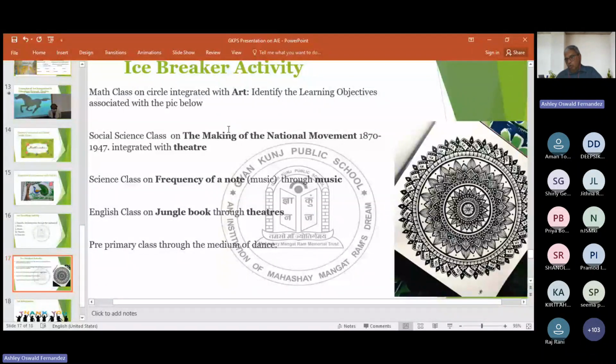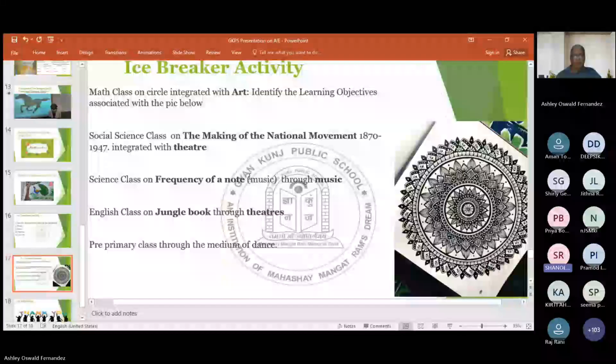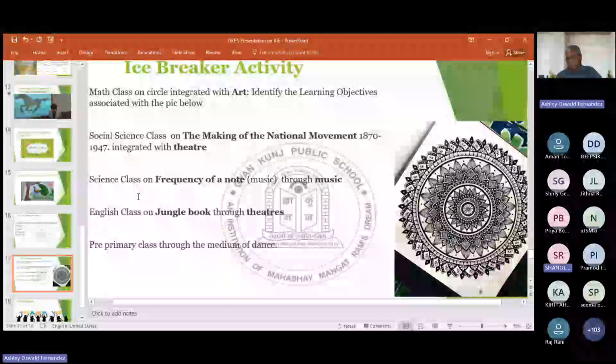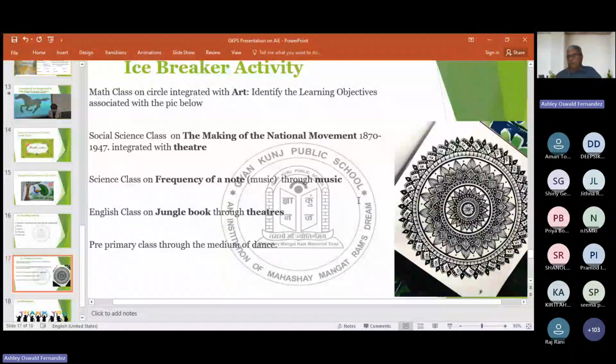So maths teachers, what can you do with this mandala art? I would like you to understand this and think over it. Social science teachers, we could do a little class here. I'll give you about 3 to 5 minutes. Social science teachers, the national movement, how can you integrate it through theater? Science teachers here, I'm going to take your ideas. The frequency of a musical note through the form of music.